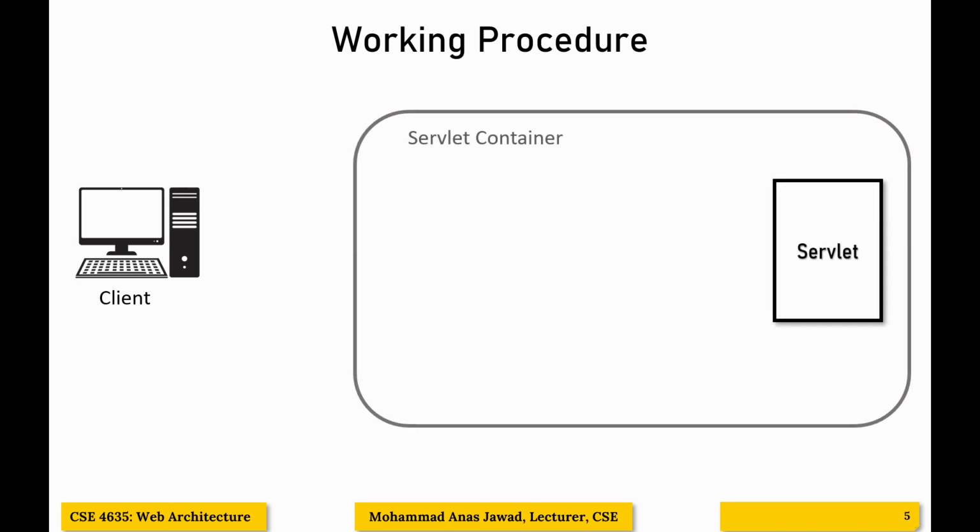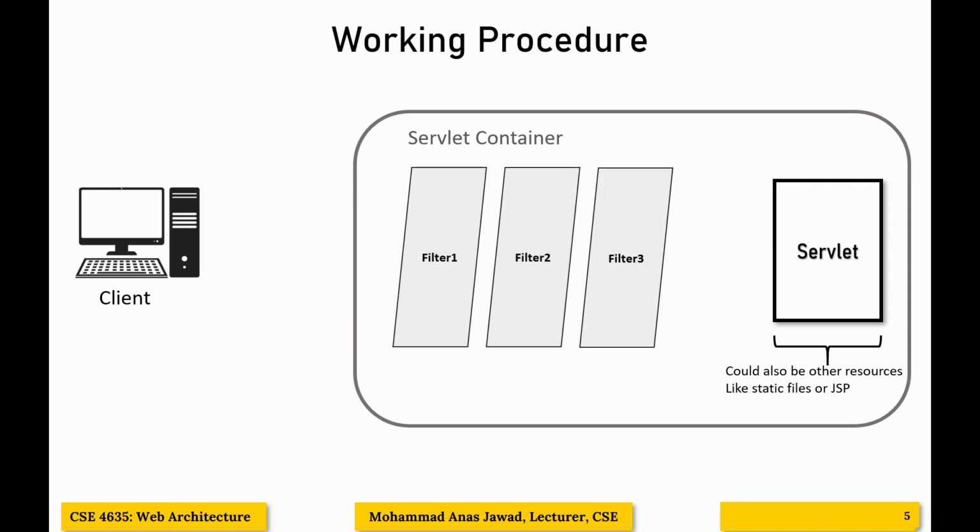To understand the working mechanism behind a filter, suppose I have a client and a servlet container with a single servlet. This servlet could be some other resource as well, like a static file or a JSP page. Imagine that in this web application I have defined 3 filters, and these 3 filters are mapped to this servlet. Combined, I am calling these 3 filters the filter chain. Whenever the client sends a request for this servlet, at first that request has to pass through these 3 filters, and after the filters have performed some pre-processing on that request, only then the request is redirected to the servlet.